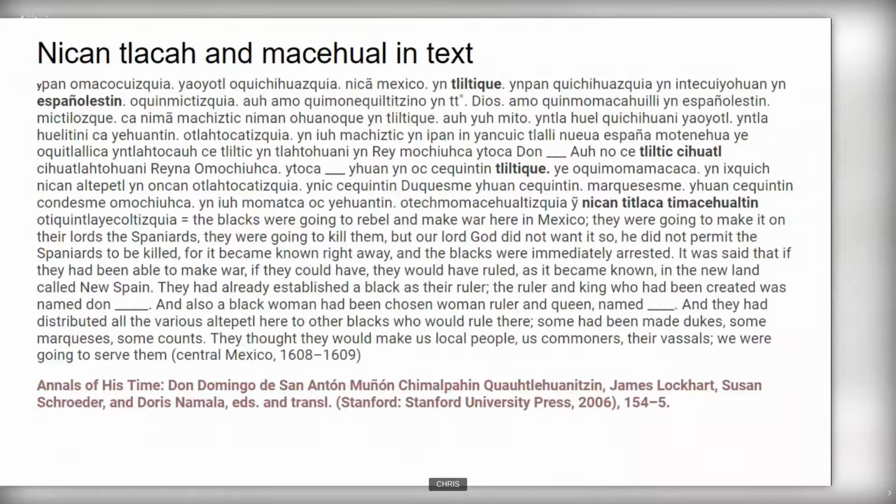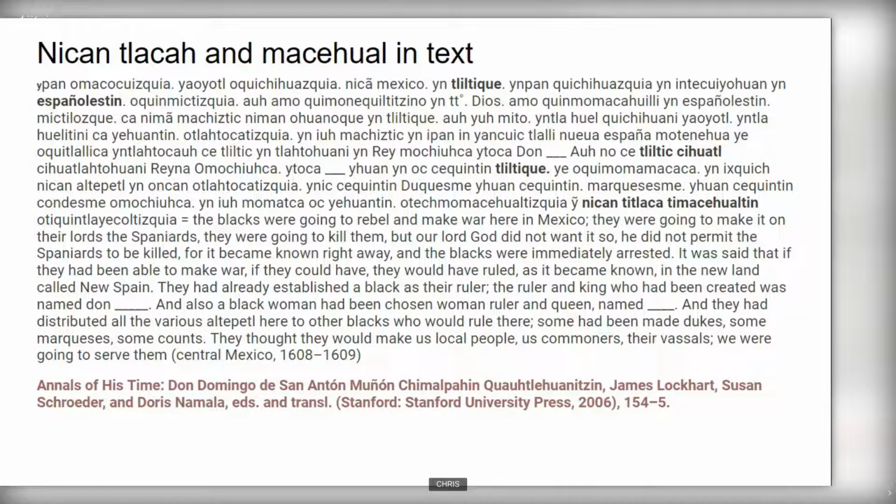All right. So here we have the two terms utilized in conjunction, and this is by Chimalpahin. But I want to point out here, and I highlighted them in a darker script, a couple of other terms that we see. So, for example, I'm not going to read the whole text, but Tliltique is blacks. It's just a literal translation of negros. And here we see it used in reference to black people. And then you see another interesting term, españolestin, which is Spanish, españoles, right? Españoles comes from the word for Spaniards, and tin, which is a Nahuatl plural suffix.